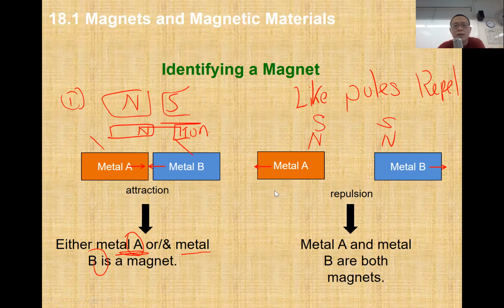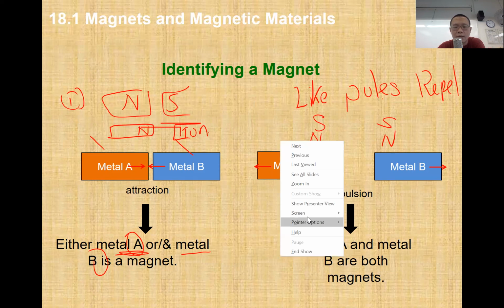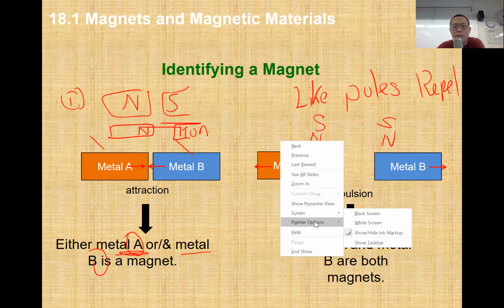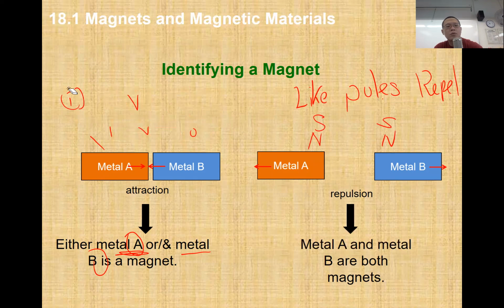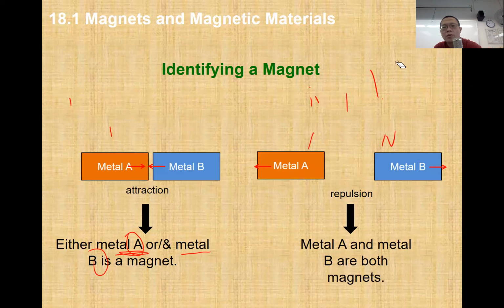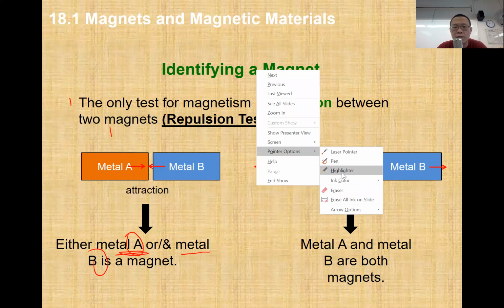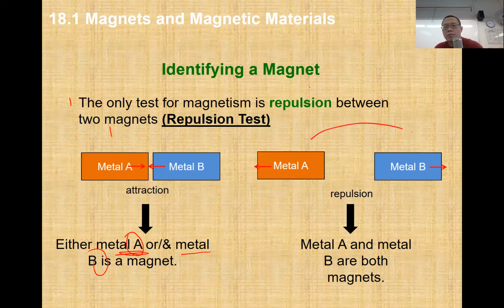In a nutshell, the test that you need to take note of is, when you look at the keywords unlike poles attract, like poles repel, how are we going to use them other than as keywords? We actually use them as a test, what we call a repulsion test. You have to take note of the repulsion test, which is the one that you see on the right of the screen. This is the repulsion test that we are looking for when we identify a magnet itself.